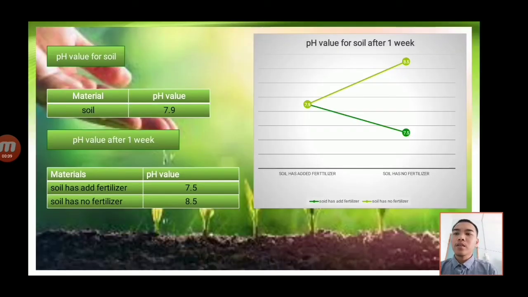This is the result about the pH value for soil, and look at the table. The pH value of the soil material is 7.9, and after 1 week the pH value for soil with fertilizer is 7.5, and the soil with no fertilizer is 8.5.